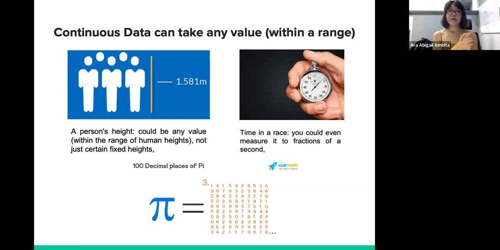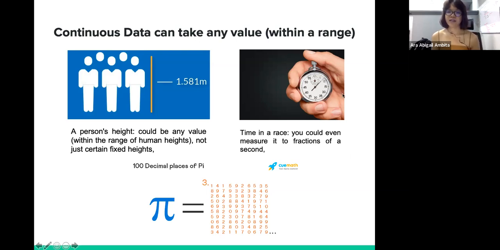You cannot categorize a certain height, okay, or say this group is only 5 feet tall, I mean 50 kilograms only. So there is no such thing. No matter how small, there will be differences. Another example of continuous data is the height. A person's height could be any value within the range of human heights and not just certain fixed heights.